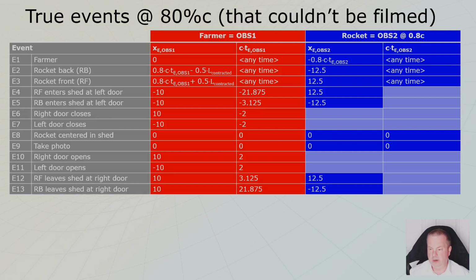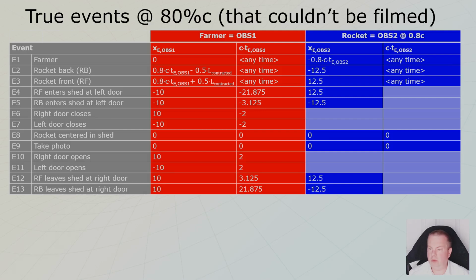Then event number 4, RF, which is the front of the rocket, enters the shed at the left door. If you do the math, you will see that will be at -10. Why? The shed is 20 meters long. The origin of the rest frame is in the middle of the shed. So the left door is at -10 meters. E5 is also, again, the left door, also at -10. What about the timestamps of events 4 and 5? Well, these can be calculated when they are being shut.